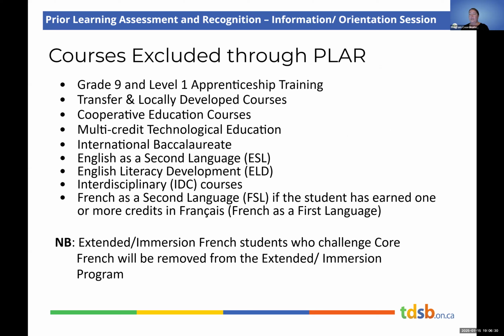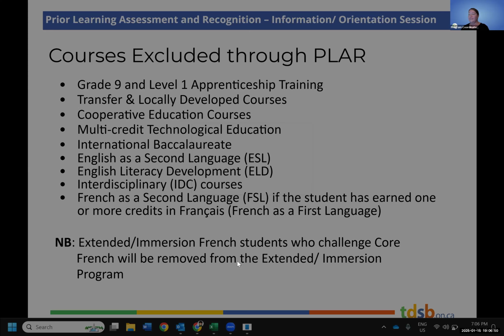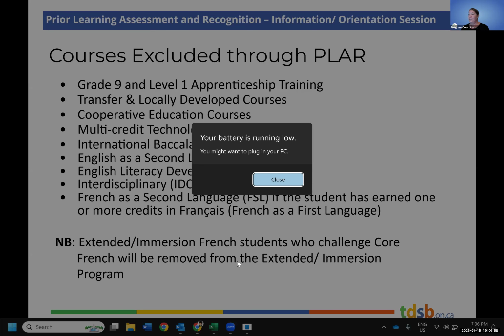There are some courses that are excluded from the PLAR process, and these include transfer and locally developed courses, cooperative education courses, multi-credit technology courses, international baccalaureate courses, English as a second language, and English literacy development courses, interdisciplinary courses, and French as a second language if the student has earned 1 or more credits in Français. French is a first language.